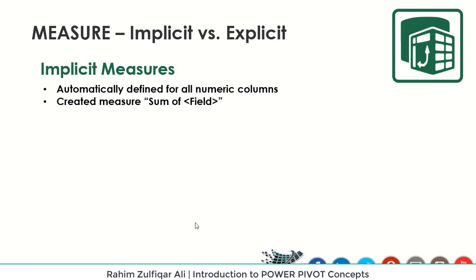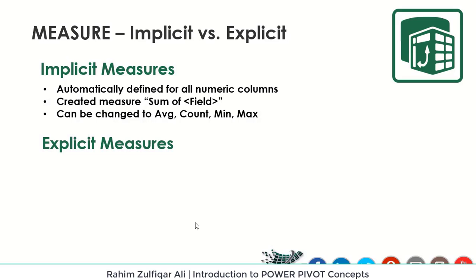As I told you, by default when you drag any field into the values area, it creates a sum for you. Okay, and you can change that calculation from sum to average, count, min, and max. Whereas we have the explicit measure. So remember that DAX is a language. When we write DAX in a particular cell within the Power Pivot, it is a measure, but it is an explicit measure.